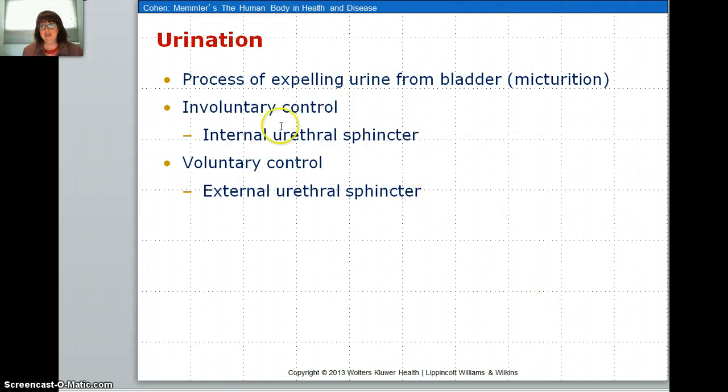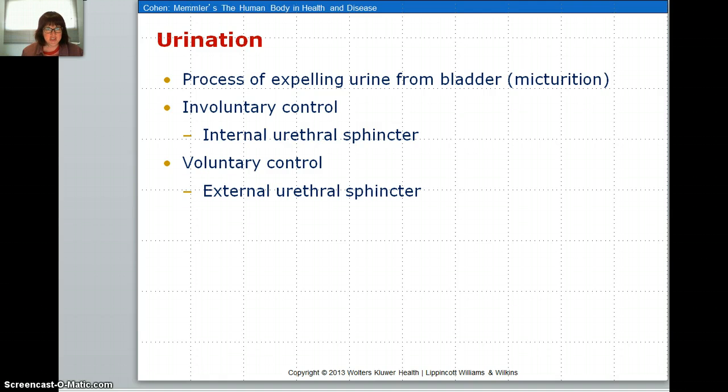When it comes to urination, there is involuntary control and there is voluntary control. There are two sphincters, the internal and the external. The internal sphincter is involuntary. The external is voluntary. As children get older, they learn to control this voluntary sphincter. And as seniors get older, they lose control of this voluntary sphincter.